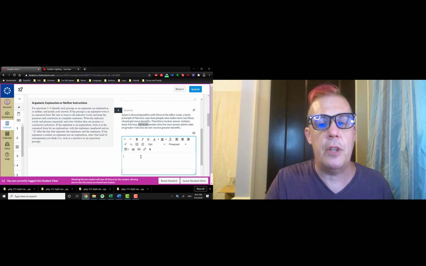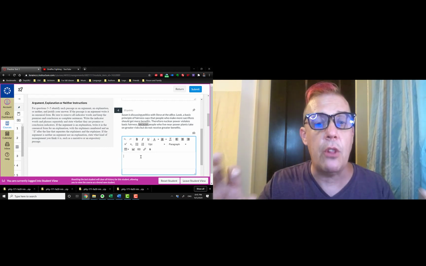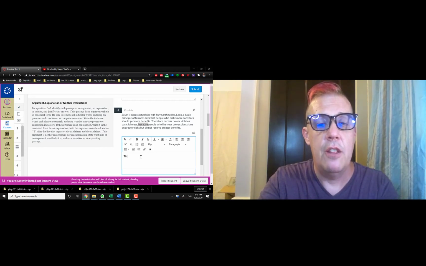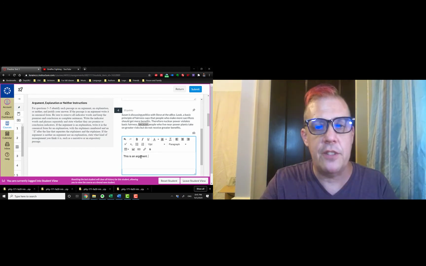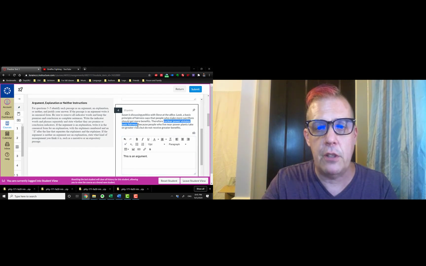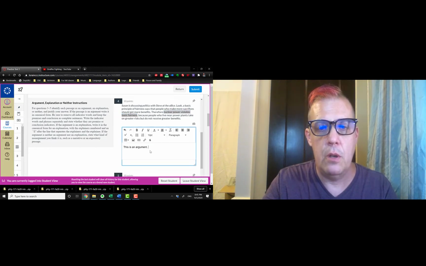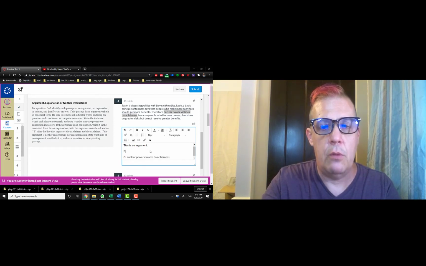Therefore and because. Those are your indicator words. This is an argument. So when you're filling this out on the test, you need to say, this is an argument, right? Then you need to put it in standard form. And the first thing you want to do is identify the conclusion. Nuclear power violates basic fairness. So we're going to scroll down here. C colon there. And then we're going to have 2 premises.